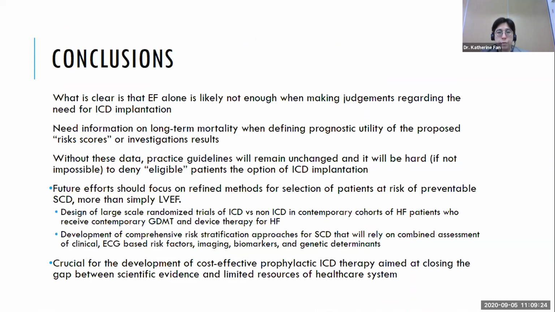So future efforts should be focused on refined methods of selecting patients at risk of preventable sudden cardiac death more simply than just left ventricular ejection fraction. It's crucial for the development of cost-effective prophylactic ICD therapy aimed at closing the gap between scientific evidence and the limited resources of healthcare systems worldwide.